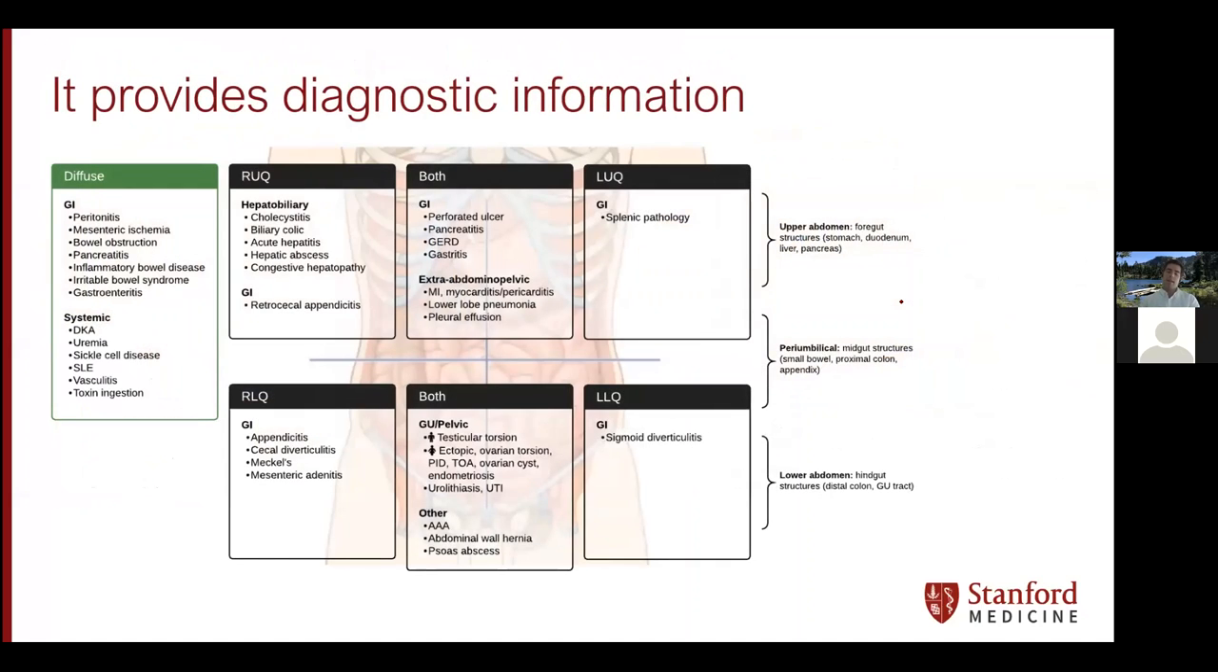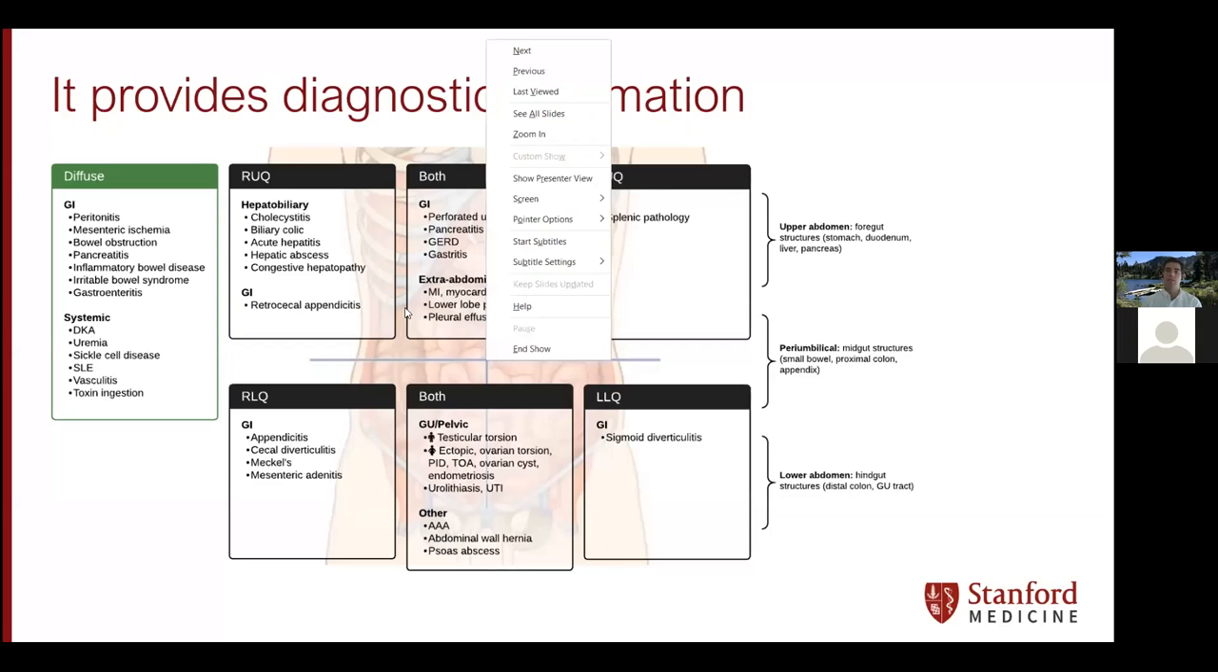It also provides diagnostic information in terms of how I approach presenting symptoms. So if someone comes to me with abdominal pain, the first thing I'm going to ask is where in the abdomen is that happening? Because the location in the abdomen provides you important information in terms of what organs are there and what organs might be affected. So the way that we split this is based on the umbilicus, and we go superior and inferior, and then right and left.